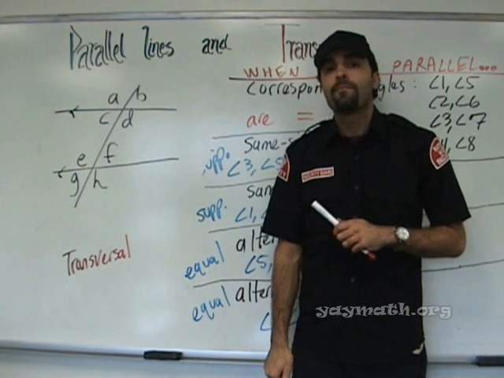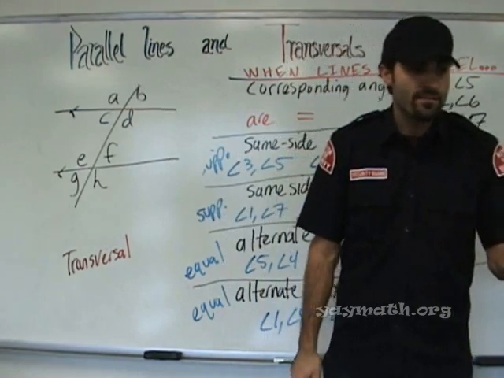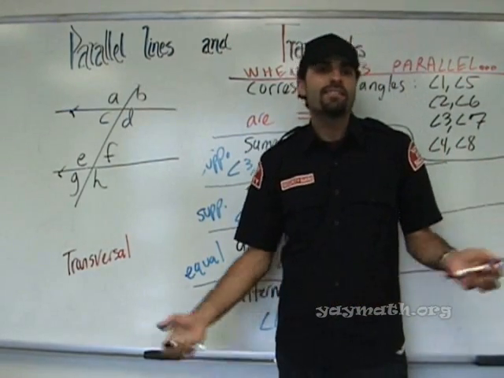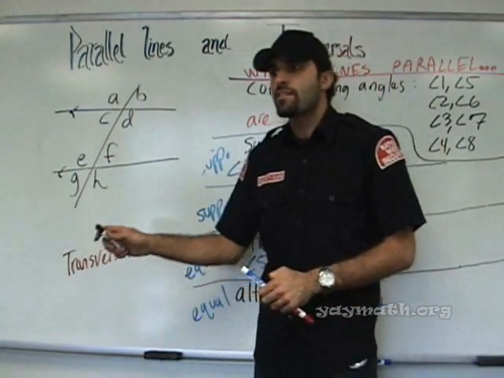Give us another alternate exterior pair. B and G. B and G. And they're also the same. Okay. You okay with this? Okay, that's it. All right. Any other questions on this?